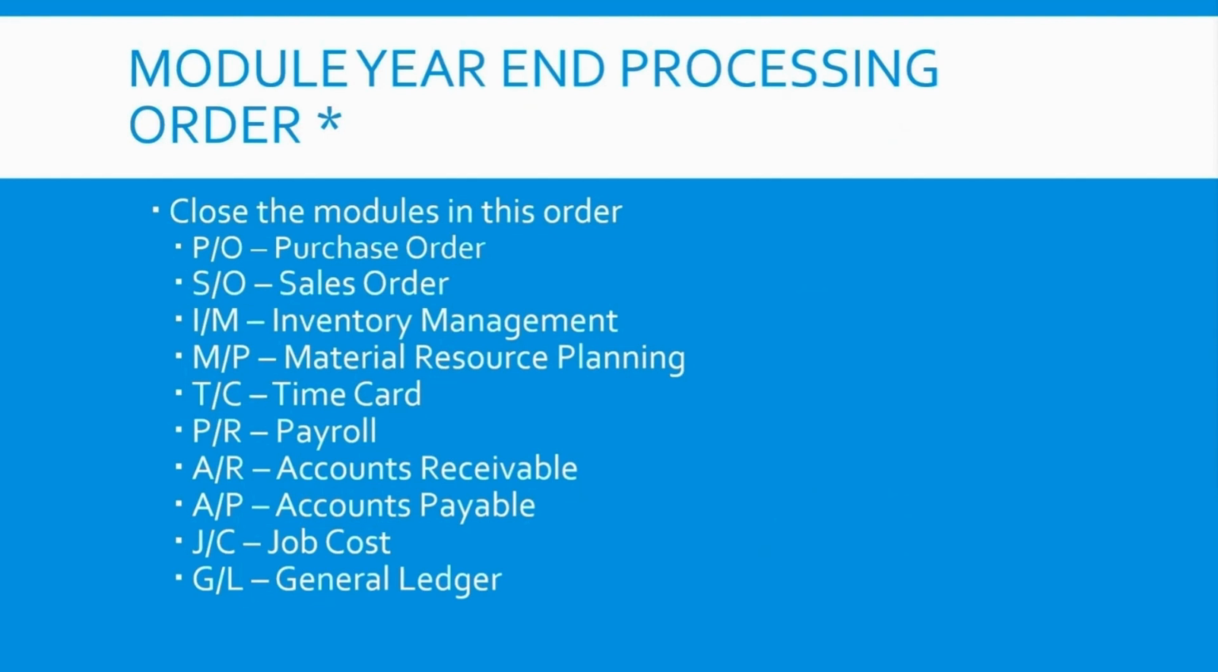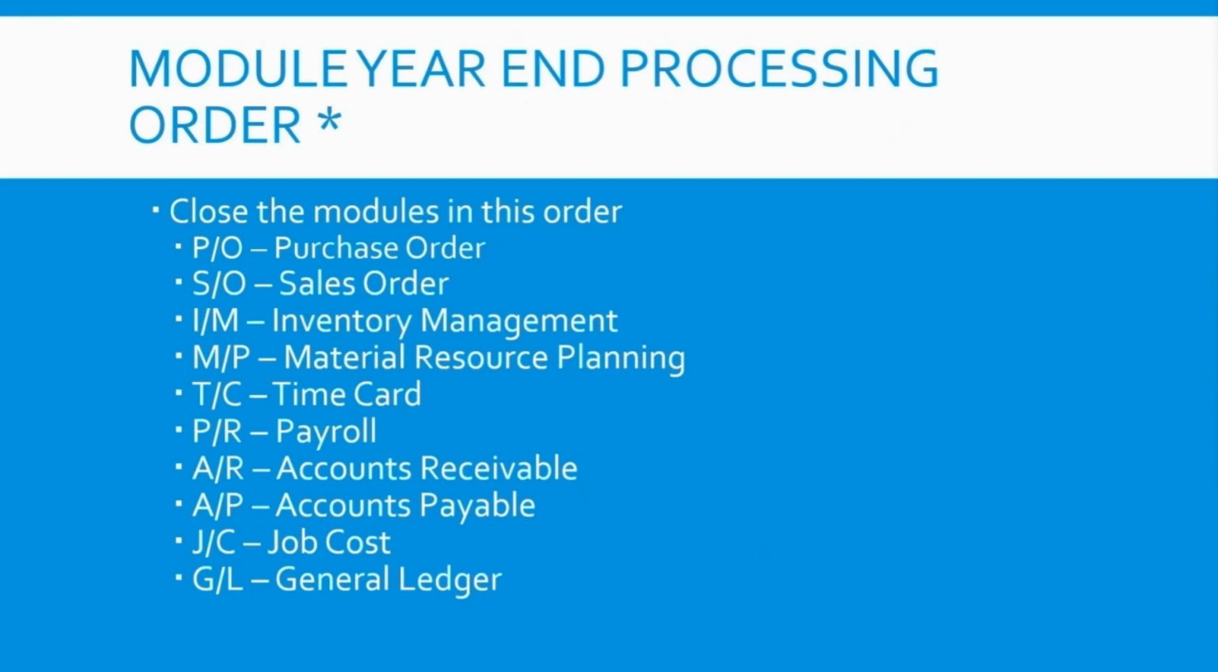You want to close the modules at the bottom because they post to modules going up the tree. The purchase order module posts to inventory, and it posts to accounts payable, and it posts up to the general ledger module. The sales order module posts to accounts receivable, and it posts to inventory, and it posts up to the general ledger module.